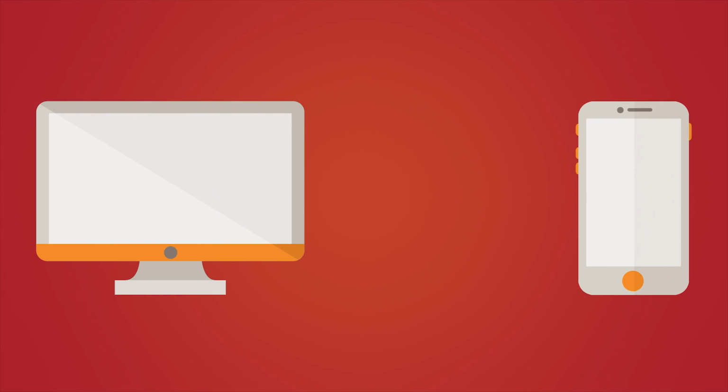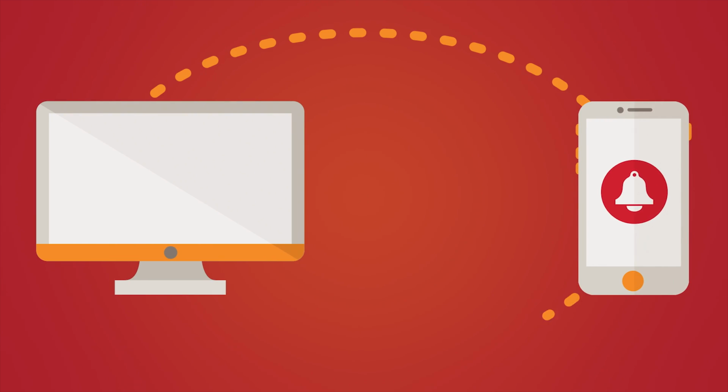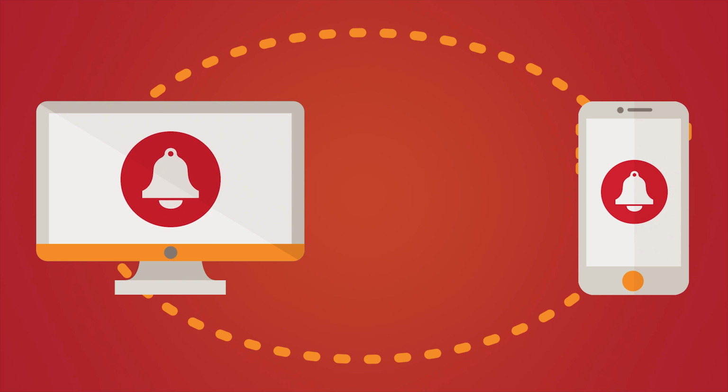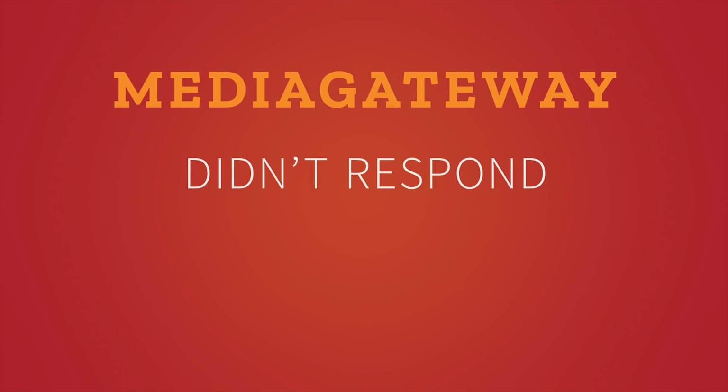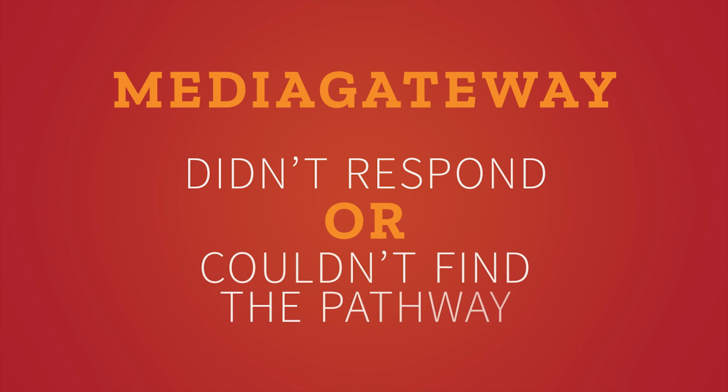Did the event make it to the destination mobile phone? Did the reply get back into Manitou? From there, we can start looking for error messages. Error messages often point us in a direction as to if the issue is because the media gateway didn't respond or couldn't find the right pathway.